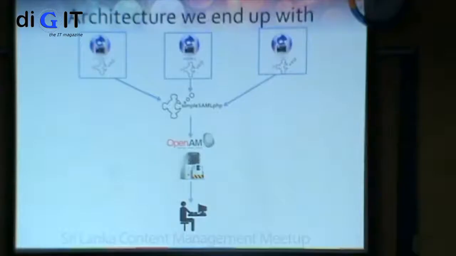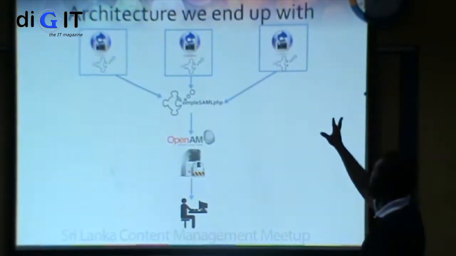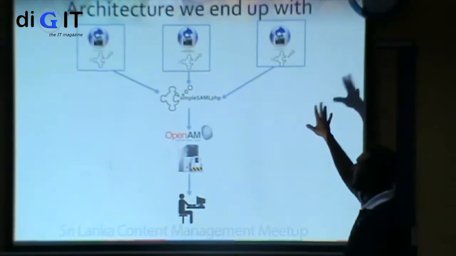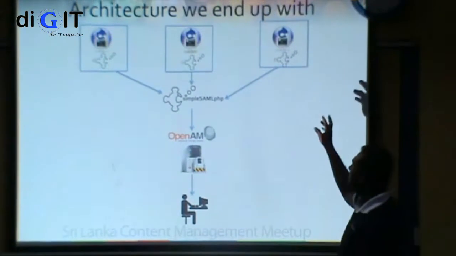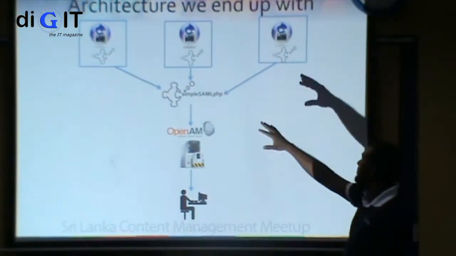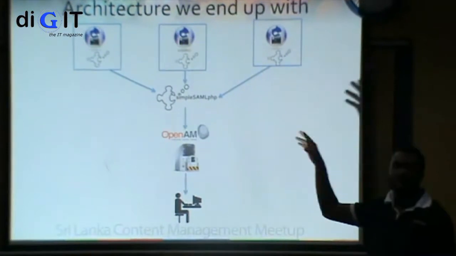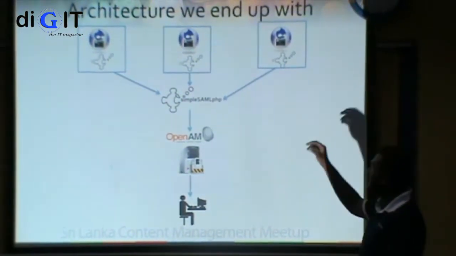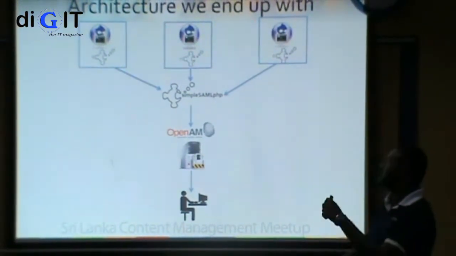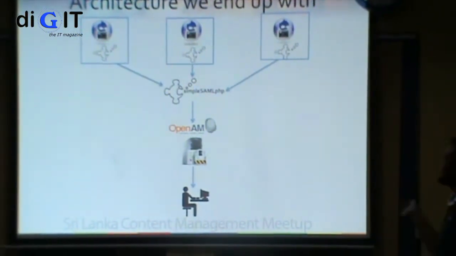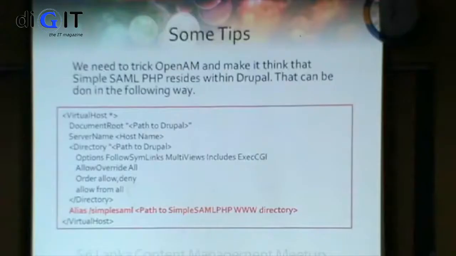If you are still not getting the picture, this is what it will look like. You have your three instances of Drupal, and all three instances will have the Drupal SimpleSAML module. Everyone got it? Then all these three modules will be talking to SimpleSAMLphp, that's an open source library. SimpleSAMLphp will be communicating with OpenAM and the user with OpenAM, and therefore once you authenticate with OpenAM, you automatically have access to all three instances of Drupal.